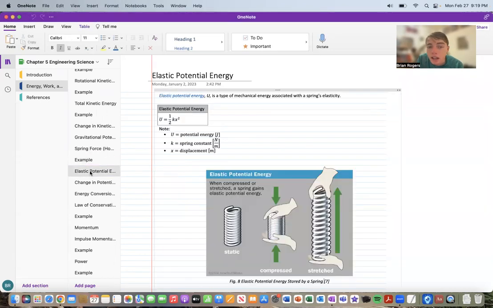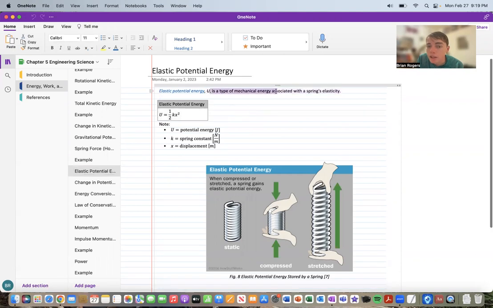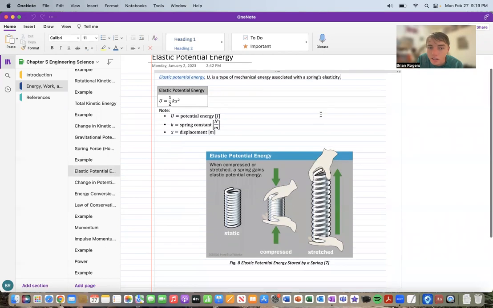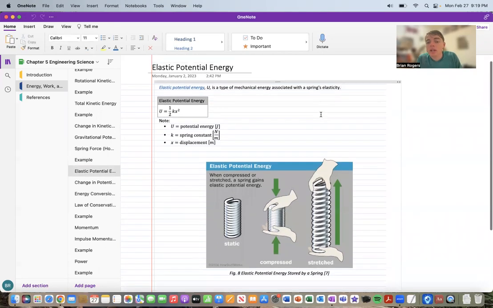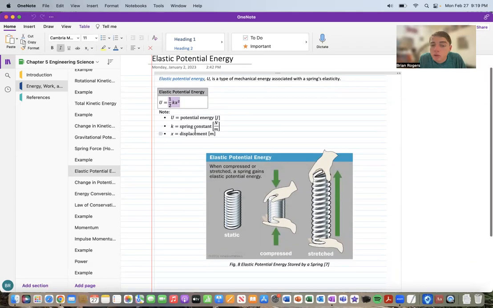Now looking at elastic potential energy, remember, this is a type of potential energy, so it's written in terms of U. It's a type of mechanical energy associated with a spring's elasticity. So this is how elastic your spring is, and how much it can be stretched or compressed. It's given by 1/2 times the spring constant times the displacement squared.